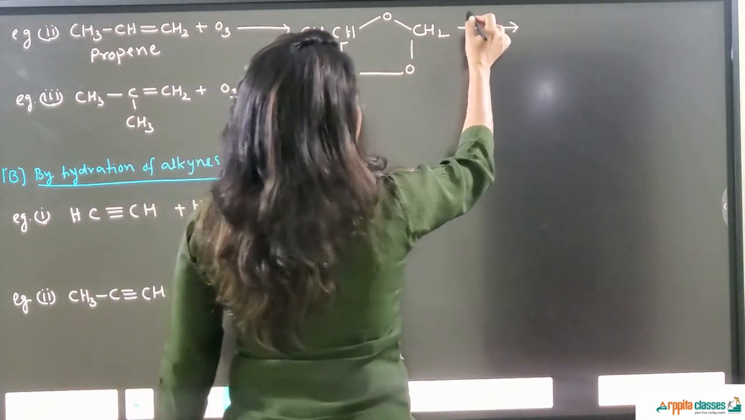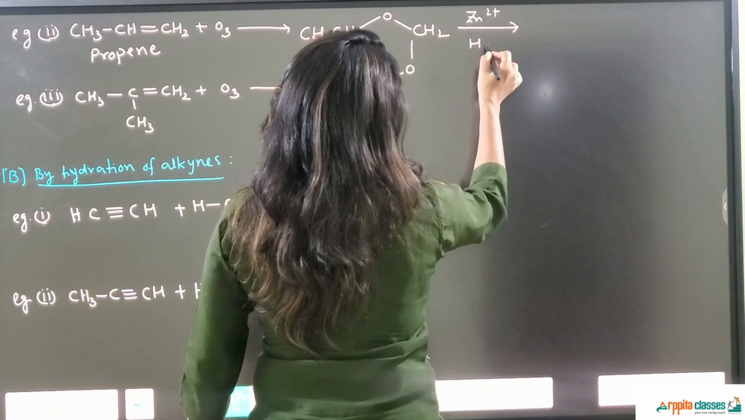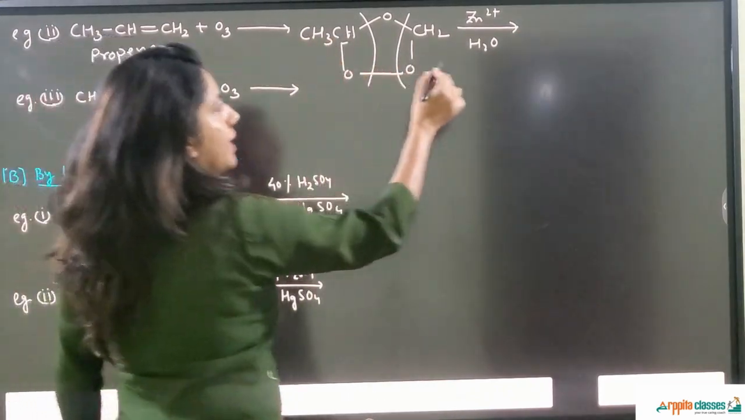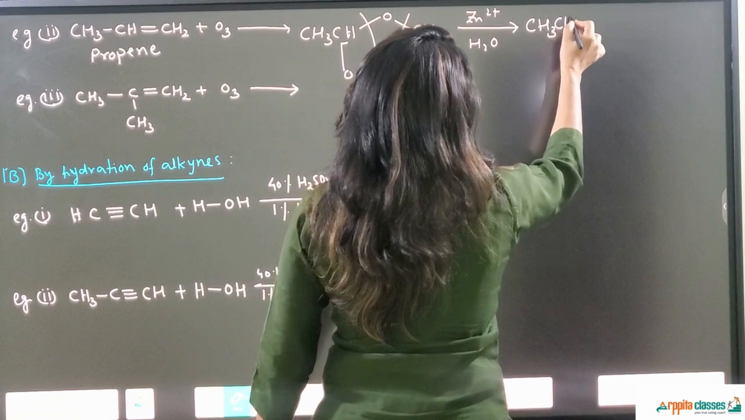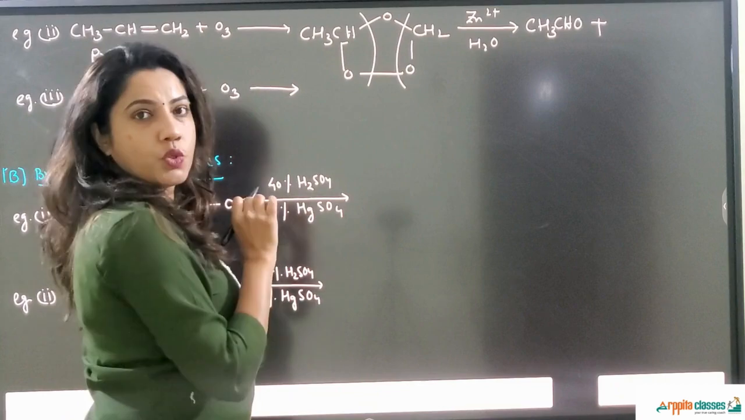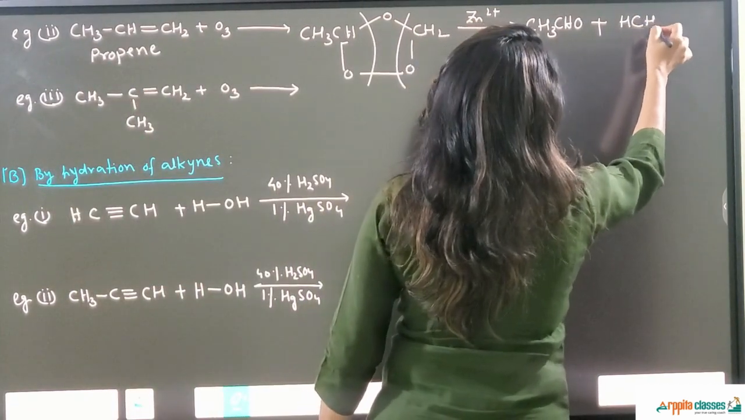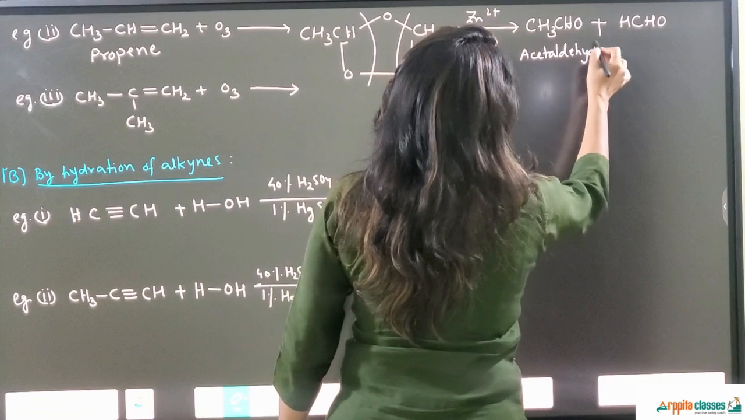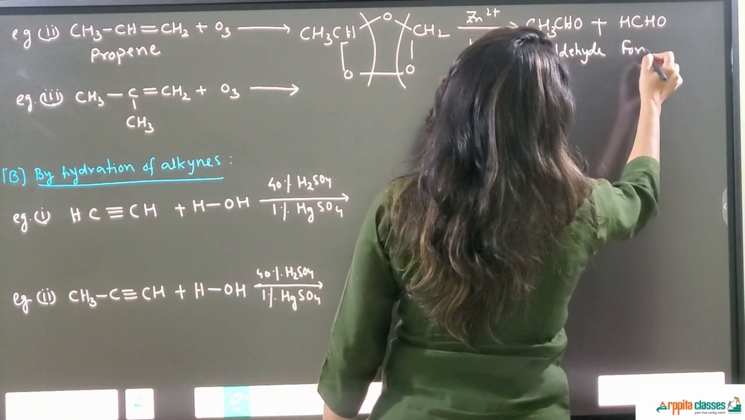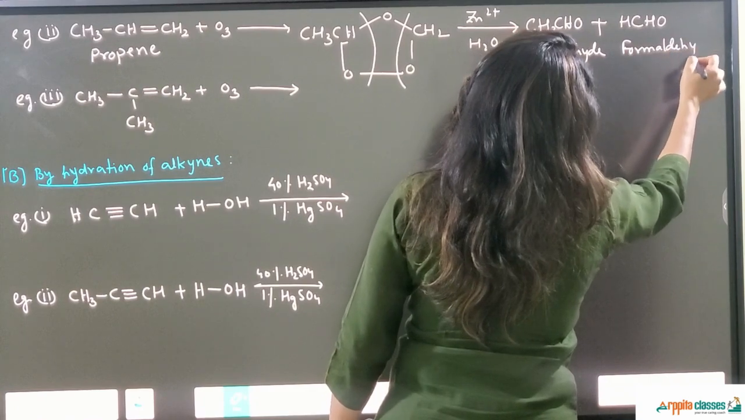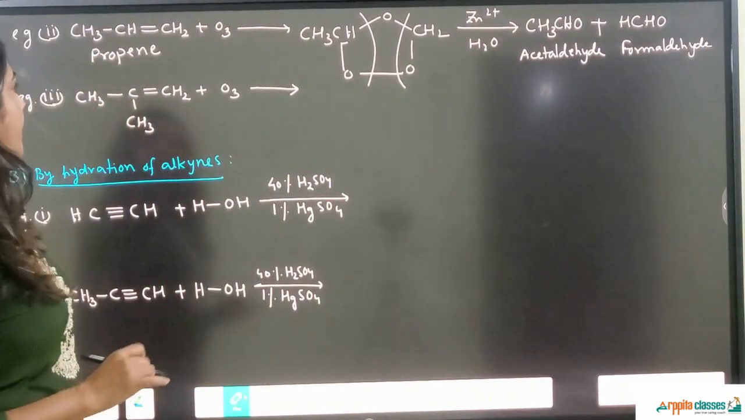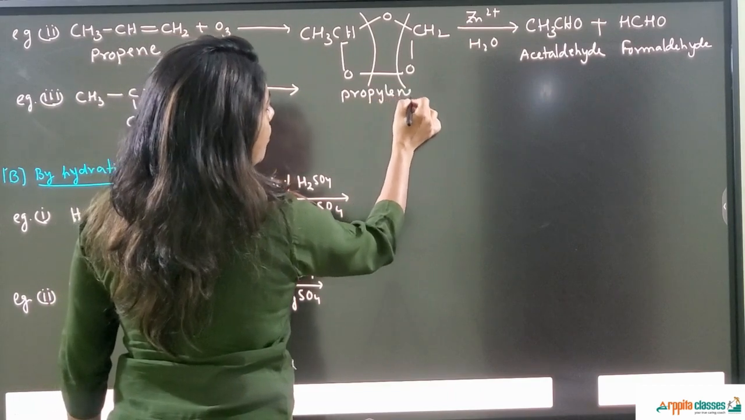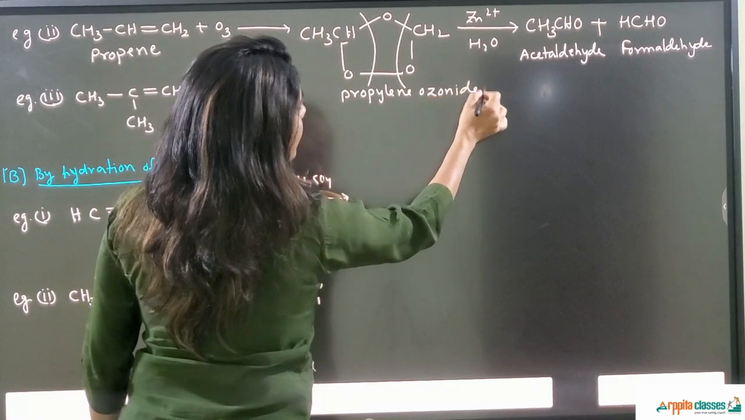This will be followed by Zn2+ and H2O. Break this bond and you get CH3CHO this side, that is acetaldehyde, and this side you get CH2O, which is again your HCHO. So what is the product? We get acetaldehyde, and the aldehyde with one carbon atom, that is formaldehyde. Very simple. And this is called propylene ozonide. This ozonide product is called propylene ozonide.